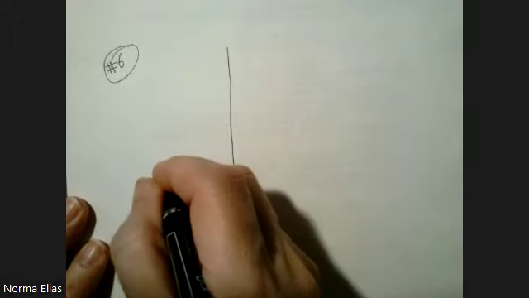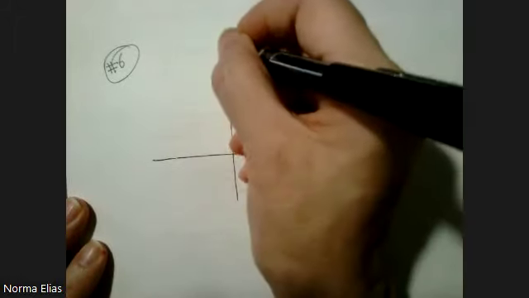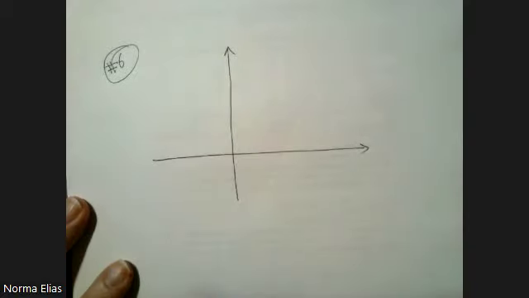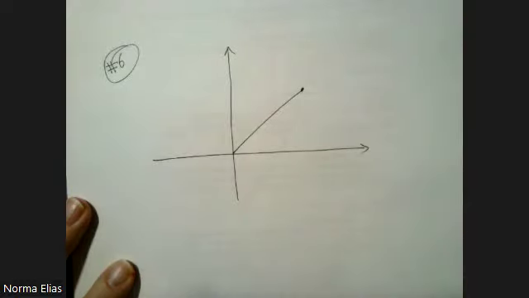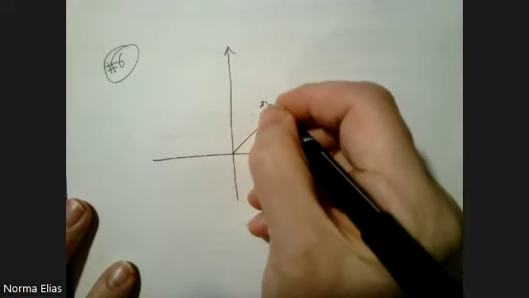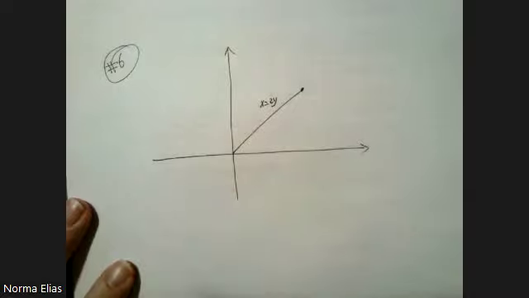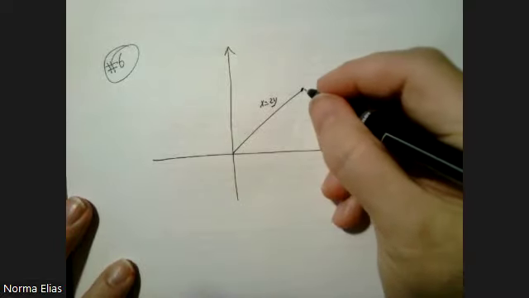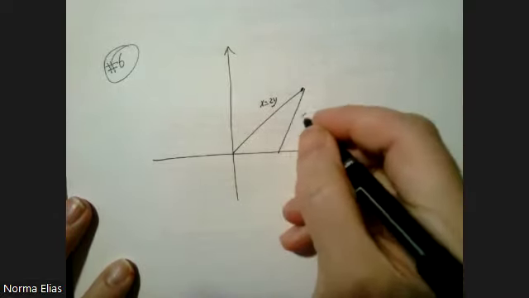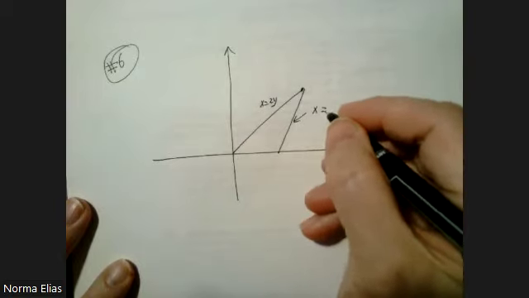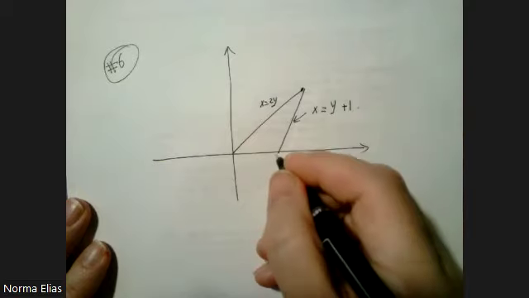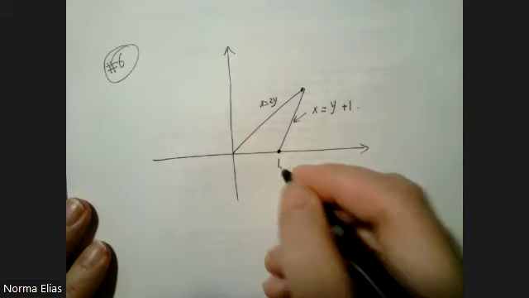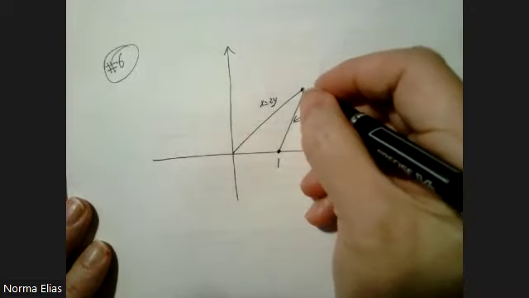Okay. Number 6, I draw the graph, the following. So I have this one, x equal to y, and another line, x equal y plus 1. And this is 1 according to the book, and this is 2, 1.